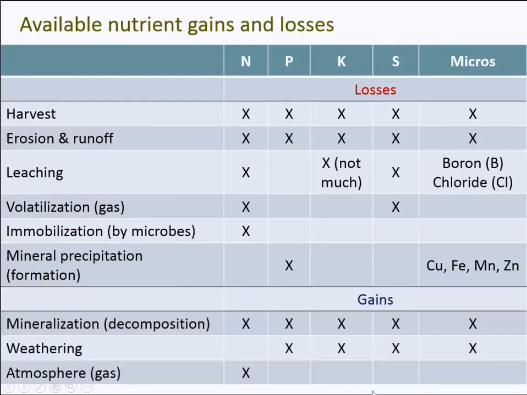The gains, all of the nutrients can appear from mineralization, meaning decomposition of organic matter. Everything but nitrogen can come from rocks. Nitrogen is so soluble it does not exist in rocks. And then nitrogen is the only one of the nutrients that can come from the atmosphere and then get fixed by legume crops like alfalfa, sainfoin, pea, and lentil.